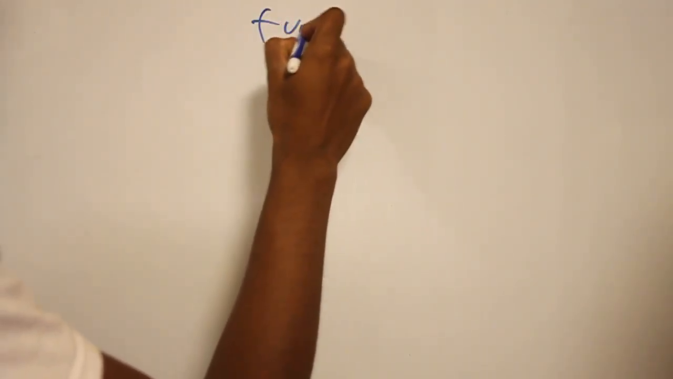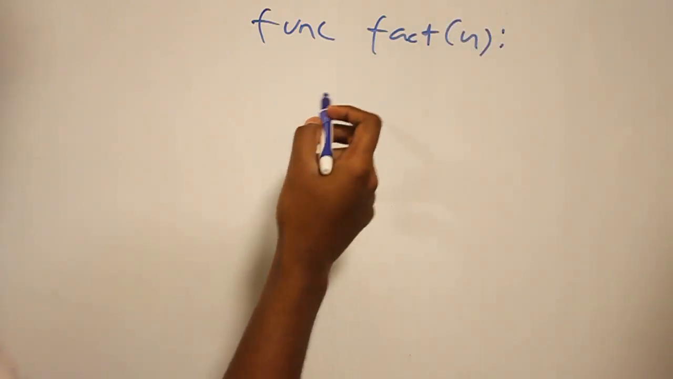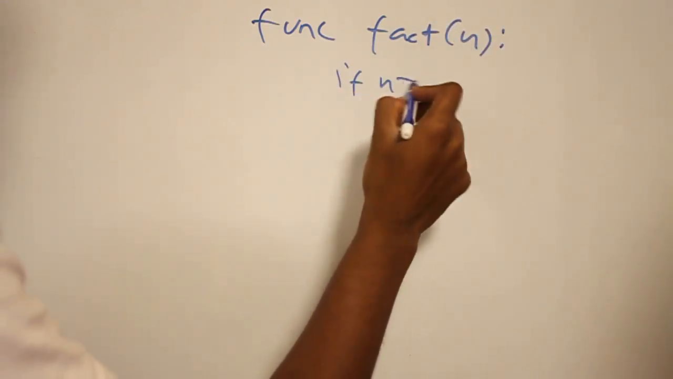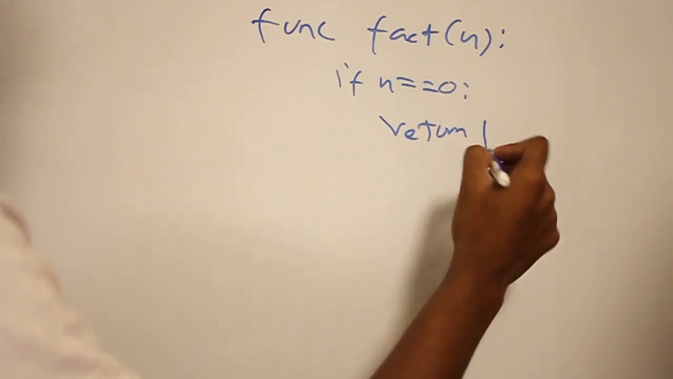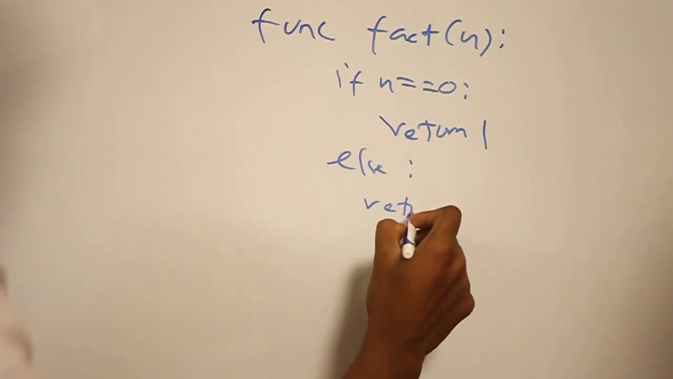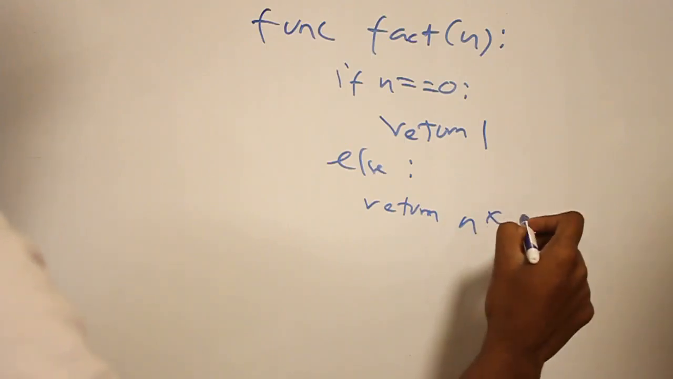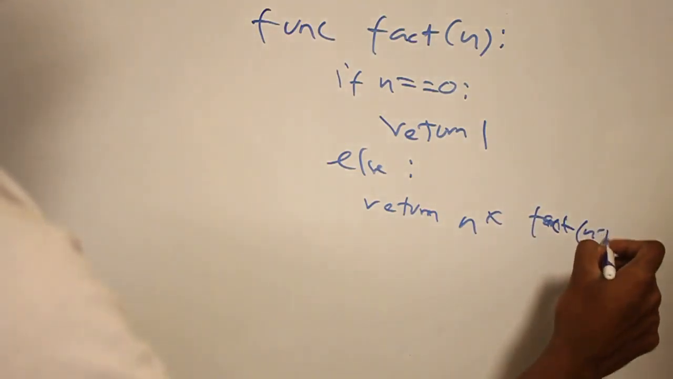So let's say we have a function that generates a factorial of n, and then all we have to do really is to check if n is 0. If n is 0, by definition it is 1, so we return 1. If it's not 0, then what we do is we return n times the function, which is the factorial of n minus 1.